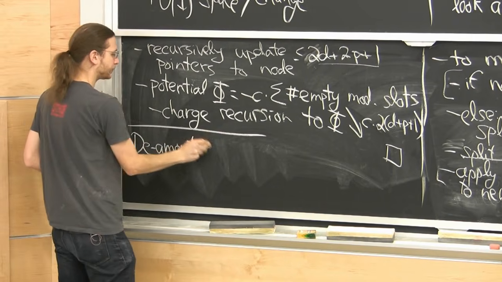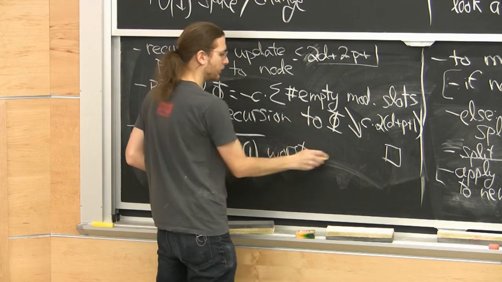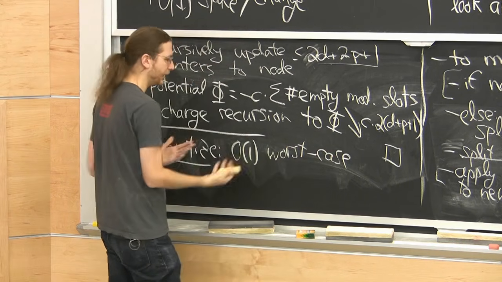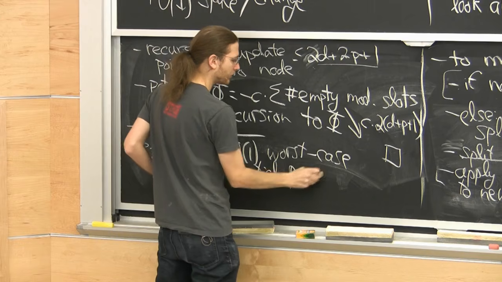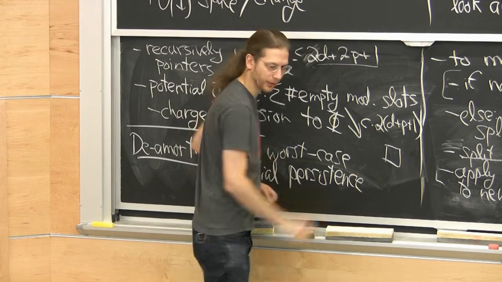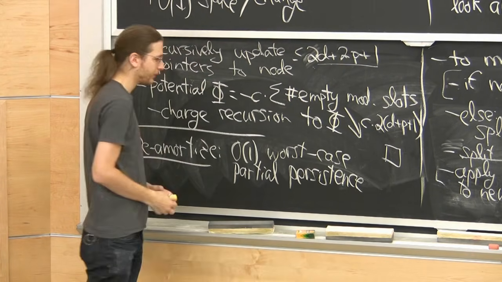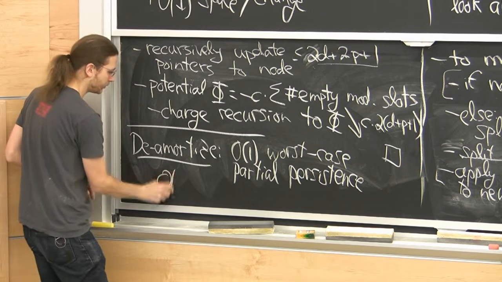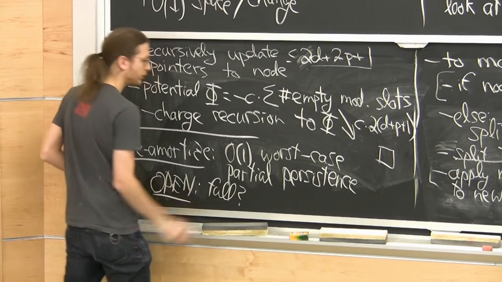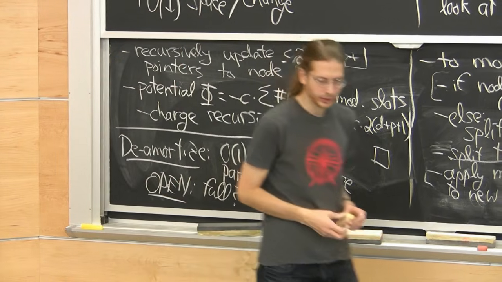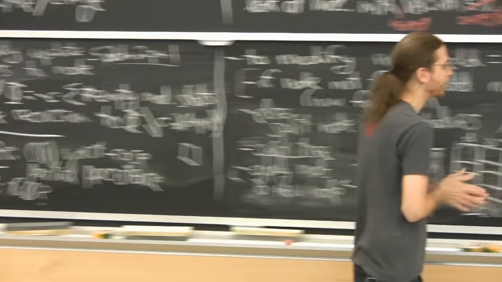You can get constant worst case slowdown for partial persistence. This is a result of Gerth Brodal from the late 90s, 97. For full persistence, though, it's an open problem. I don't know if people have worked on that. All right, so some mostly good results. Let's move on to confluent persistence, where things get a lot more challenging.